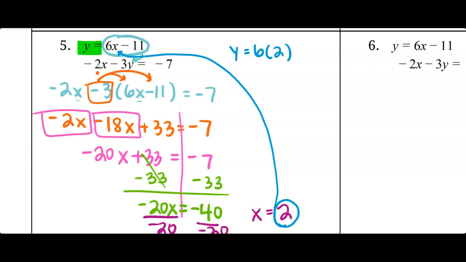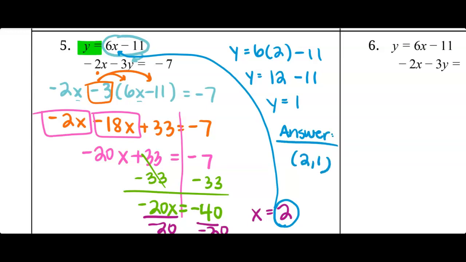The top equation already is solved for y, so it'll require less work to plug in there. So we'll do 6 times 2 minus 11. 6 times 2 is 12, minus 11 gives us y equals 1. Remember that we found a coordinate point, so you're going to write your final answer as a coordinate point. So it'd be (2, 1). Again, the x is first because x is first in a coordinate point, not because we solved for it first.